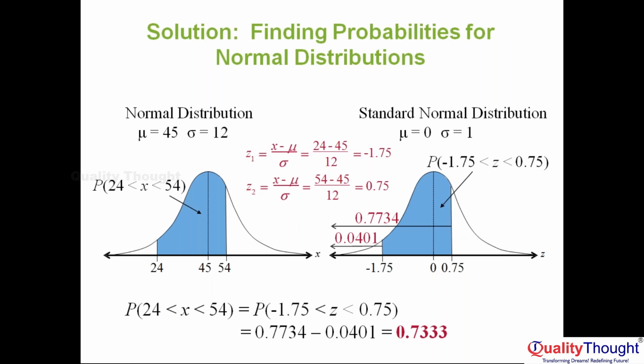No, 45 is not equal to 0. See, 45 is the mean in the normal distribution. Whatever the value of the mean in the normal distribution, it should be converted into 0 in the standard normal distribution by default. That is by default. That is what the standard normal distribution is, right?